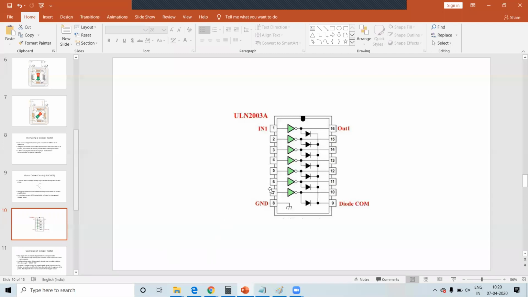This ULN 2003 looks like this. It's a chip which has 16 pins. Out of them, 7 pins are used for input and 7 pins are used for output. So you pass current through the input and then it gets amplified at the corresponding outputs. Any doubt here?